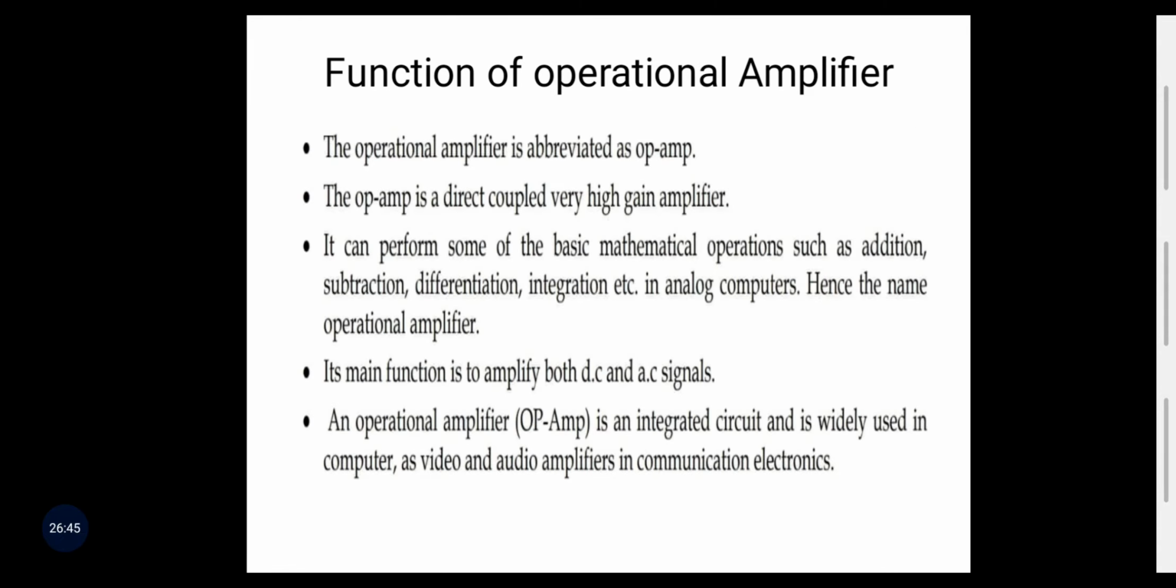Next let us see the function of the operational amplifier. What are the functions of the operational amplifier? The operational amplifier is abbreviated as op-amp. Op-amp means operational amplifier. The operational amplifier is a direct coupled very high gain amplifier. The coupling is direct coupling. There is no transformer coupling like inductor coupling or capacitor coupling.